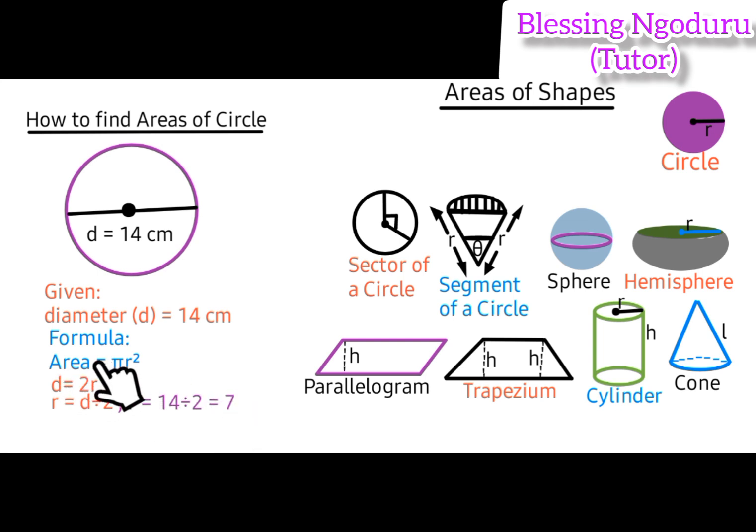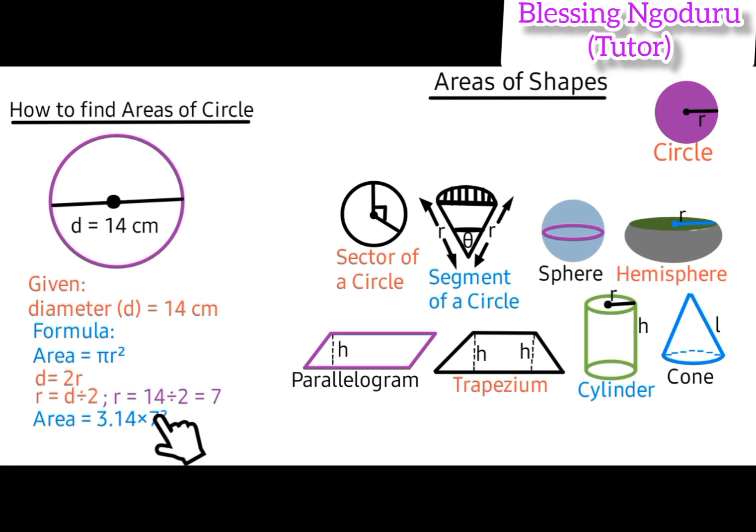Going back to our formula, we have area A is equal to pi. We did say pi value is constant. That is 3.14 multiplied by r squared. R value is 7 squared. So we have 3.14 multiplied by 7 squared, 49. Therefore, 3.14 multiplied by 49 gives 153.86 centimeters squared.